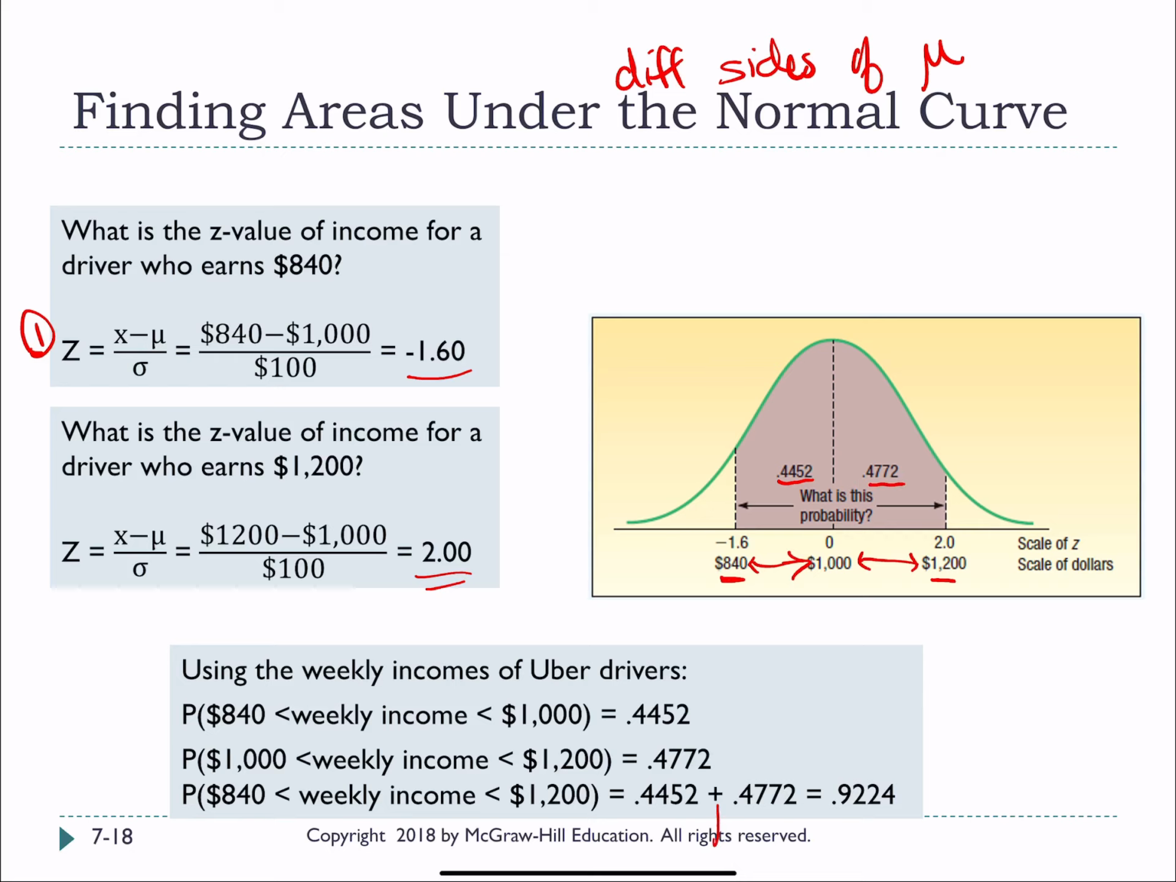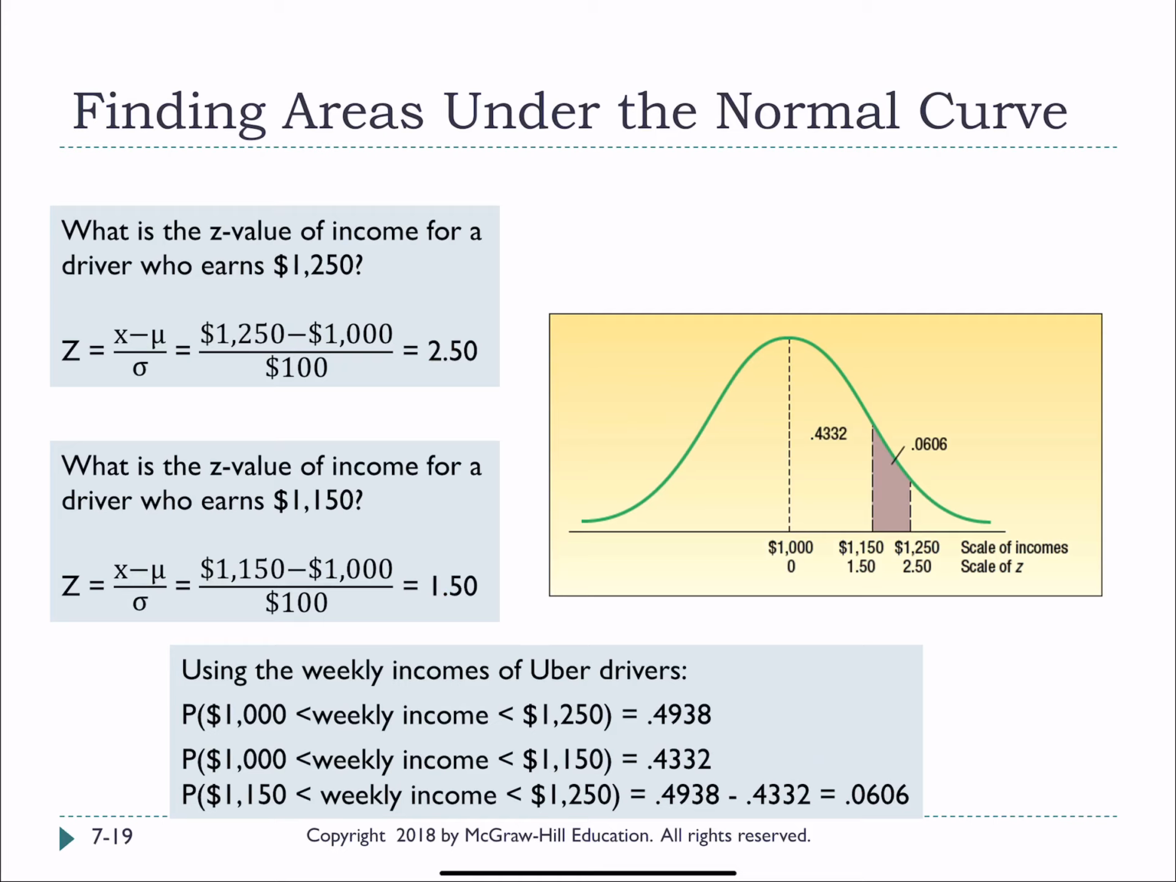And now this time I add them together. And so we have about a 92% chance that our randomly selected Uber driver has an income between $840 and $1,200. So that's the question we were answering. So income between $840 and $1,200. Okay.